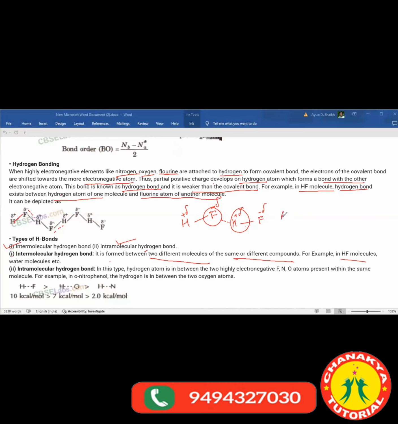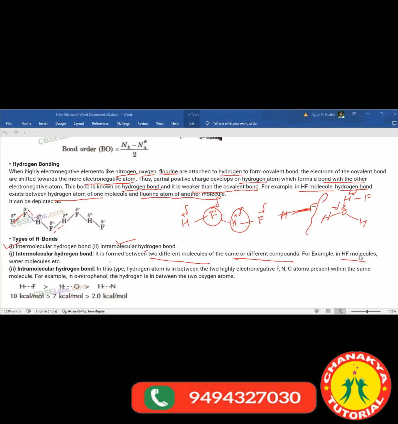Suppose here is an HF and even H2O, H and O. So that time also, suppose this HF would be here and this hydrogen also would form a hydrogen bond with oxygen. It can form because the hydrogen has a positive charge and oxygen has a negative charge. So this is also a sort of hydrogen bond. So it is forming between what? Two or more molecules, of the same or different molecules, right? And these are intermolecular hydrogen bonds.